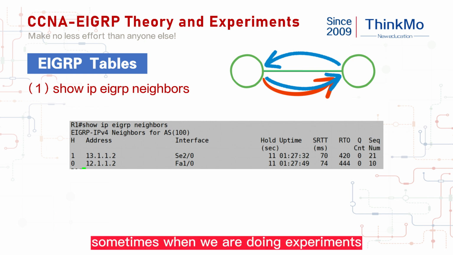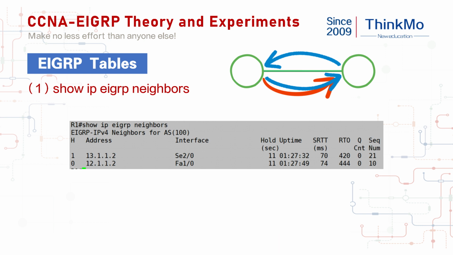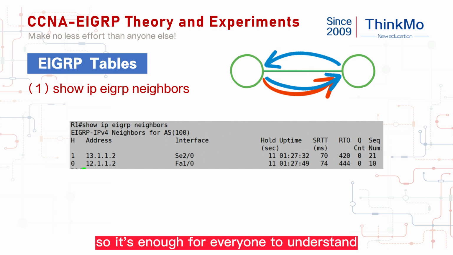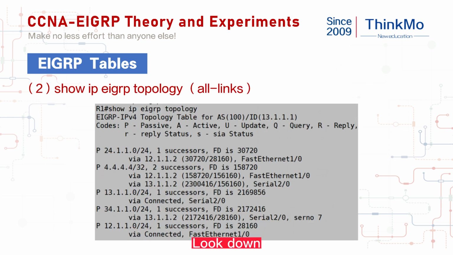Sometimes when we are doing experiments, this parameter is not particularly accurate, so it's enough for everyone to understand. Look down. This is a topology table.